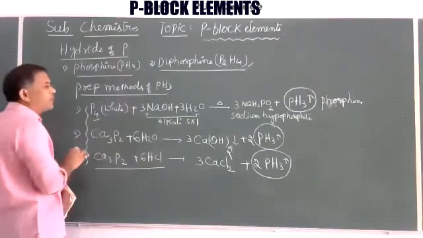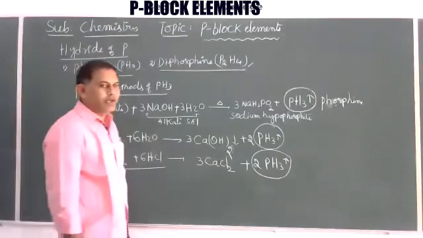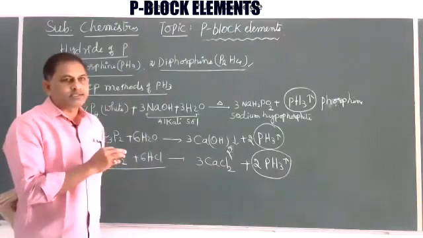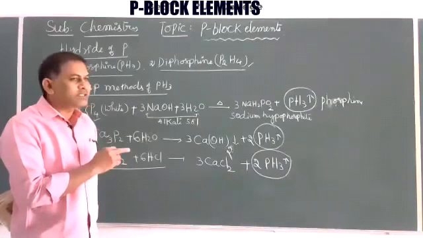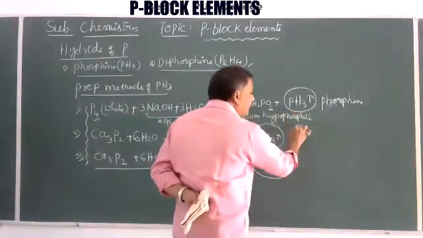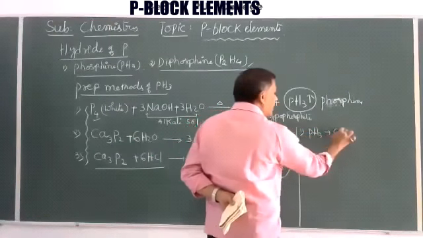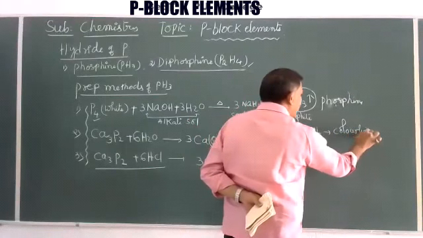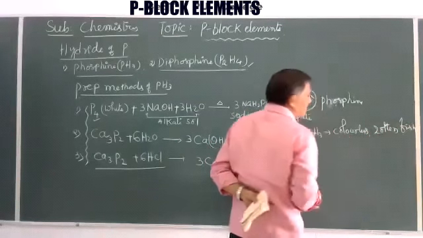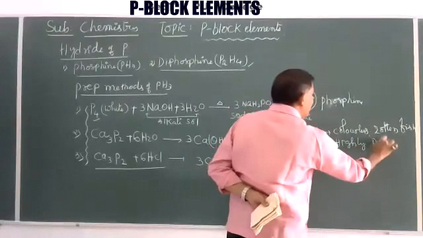These are the important methods to prepare the hydride of phosphorus, that is phosphine. Clear? The obtained phosphine, PH3, is a colorless, highly poisonous gas, with a rotten fish smell, not egg smell.